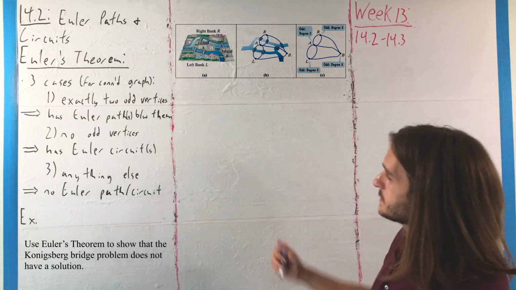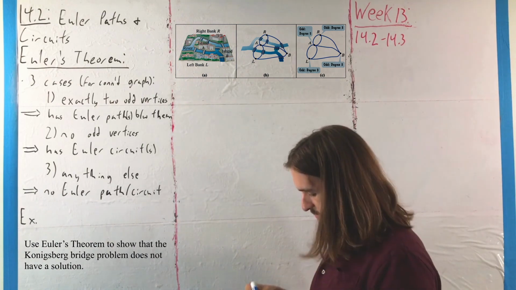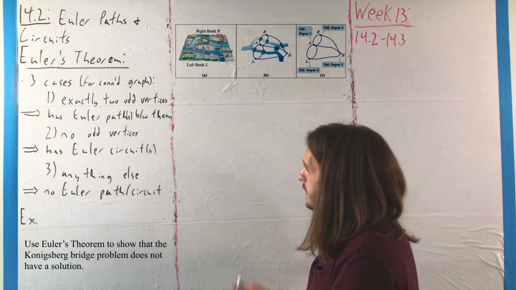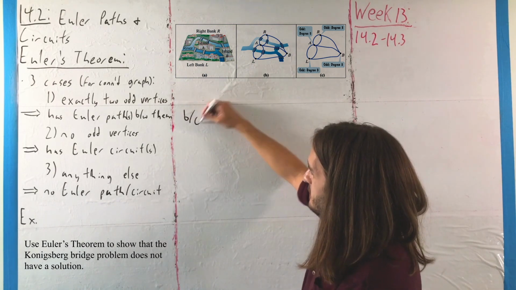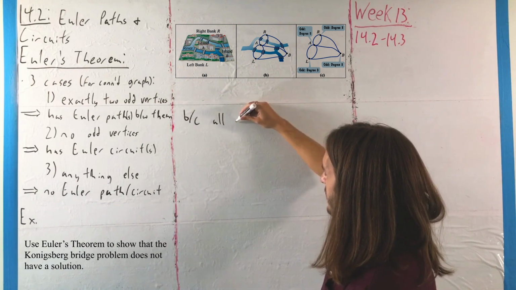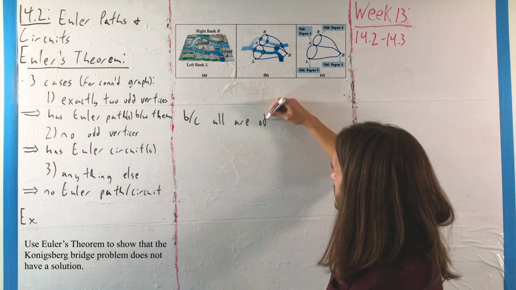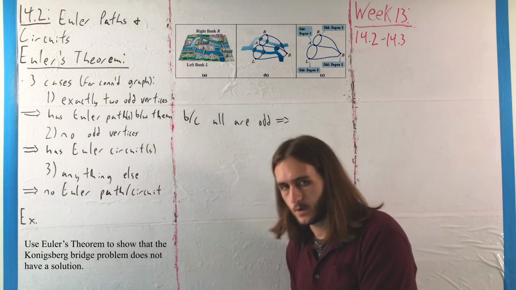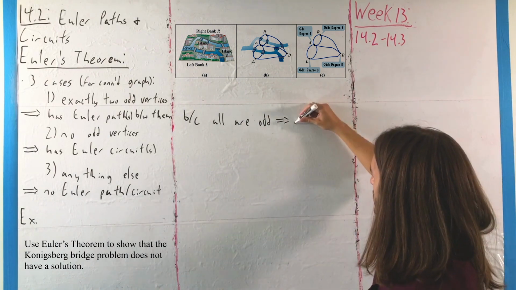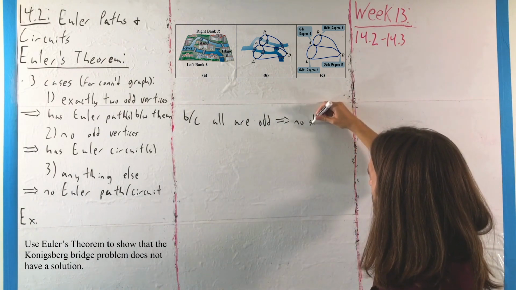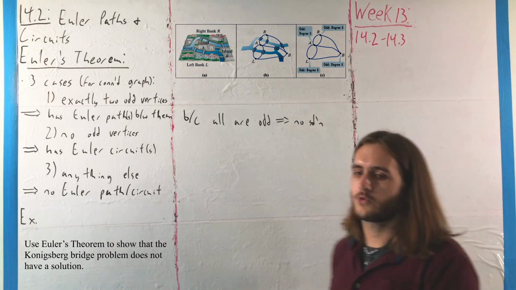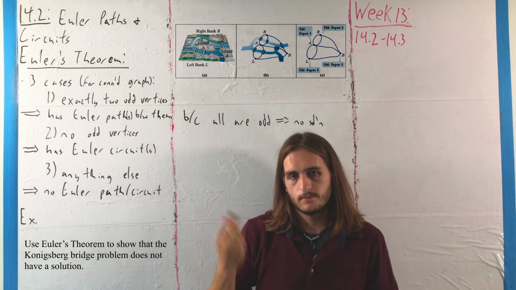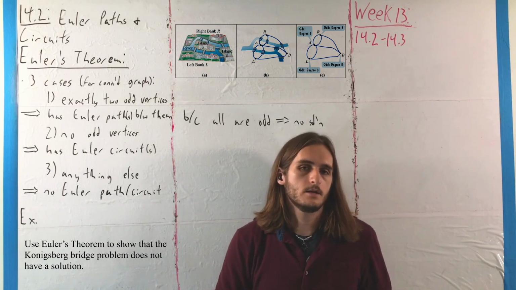And as a result, because all have odd degree, we will not be able to find either an Euler path or an Euler circuit. So we do not have a way to go through each crossing the bridge one time. That is, there is no solution based on Euler's theorem.